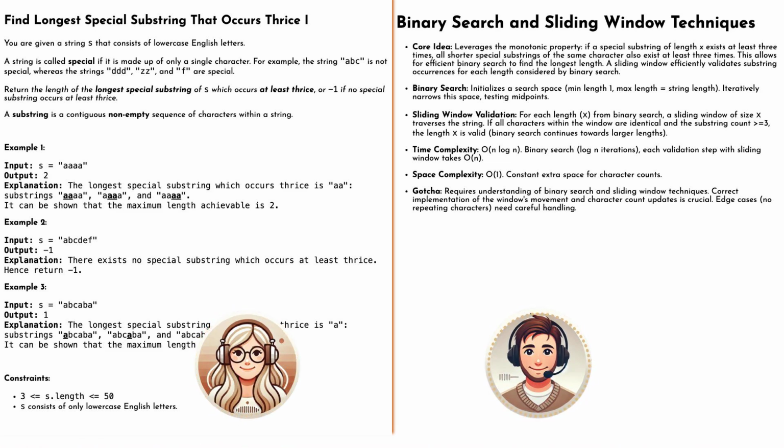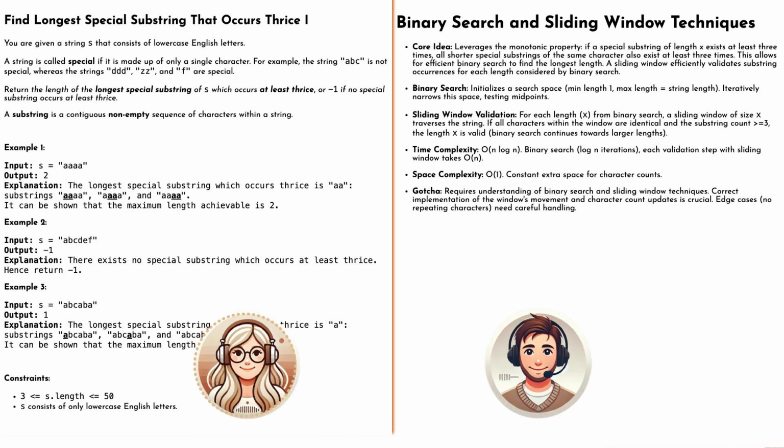What happens next? Well, with the window size set, we start sliding it across the string. If we stumble upon a special substring of that length, and it shows up at least 3 times, then we know we might be able to go even bigger. So binary search shifts its focus to the upper half of that range of lengths. But if the window doesn't find a good substring, then binary search knows that the maximum length has got to be smaller, so it looks in the lower half.